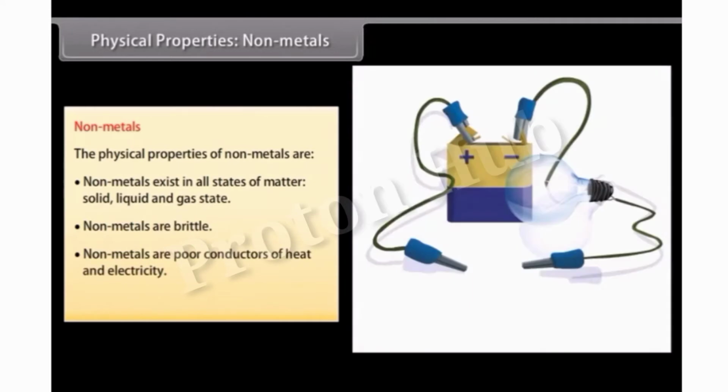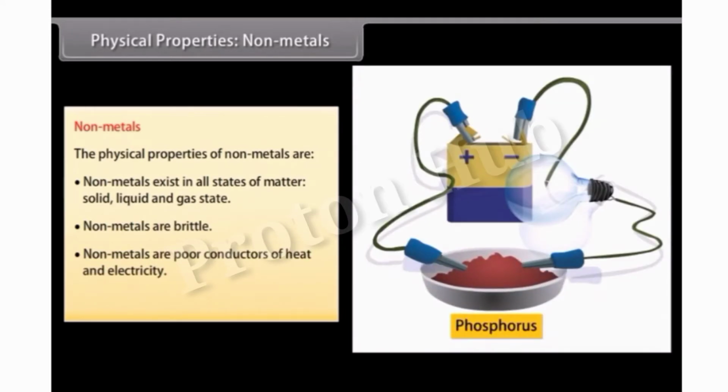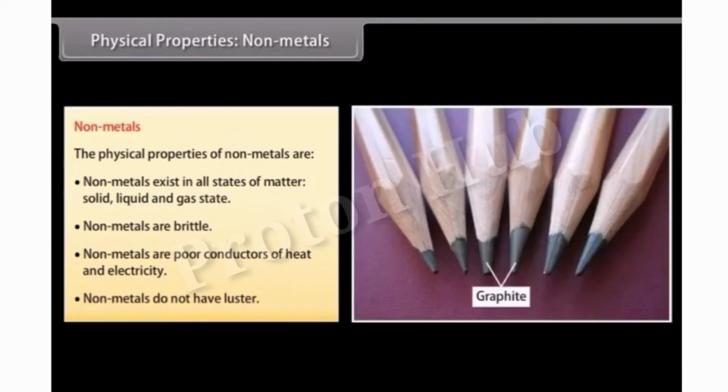Poor conductors of heat and electricity. Nonmetals are poor conductors of heat and electricity. Graphite, carbon, is an exception as it is a good conductor of electricity and is used in making electrodes. Luster. Nonmetals have no metallic luster and do not reflect light.